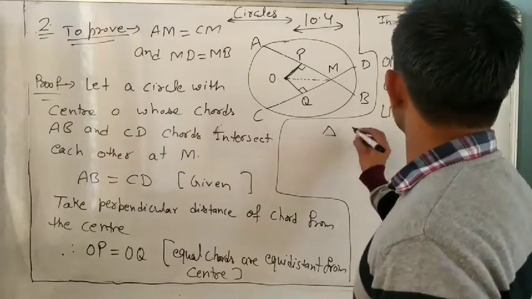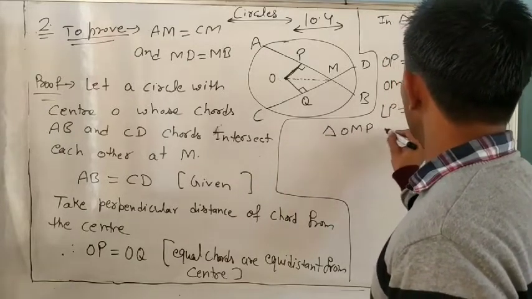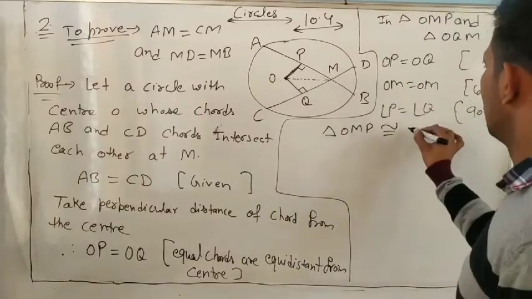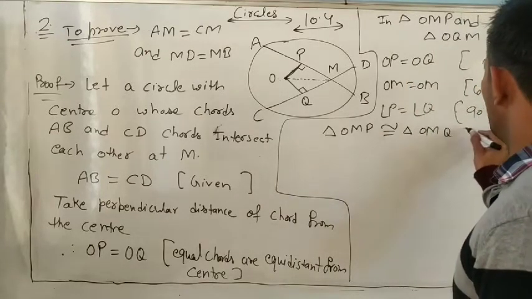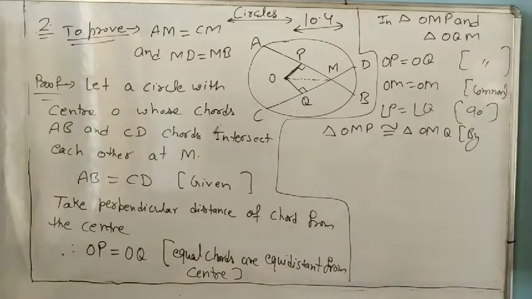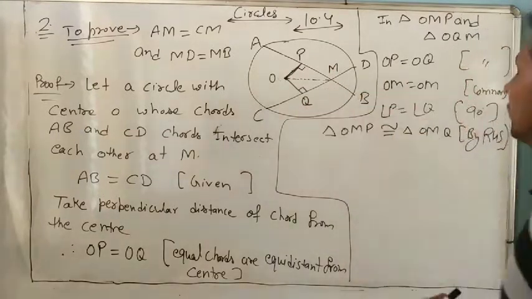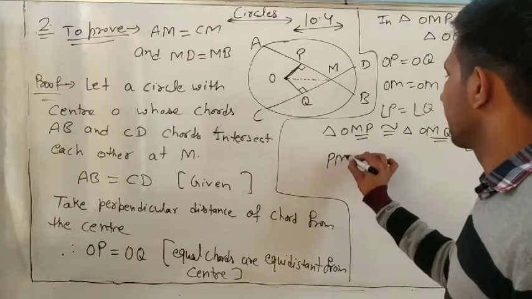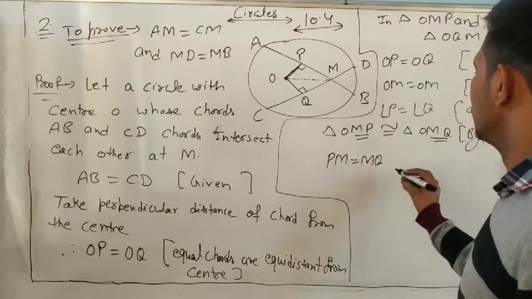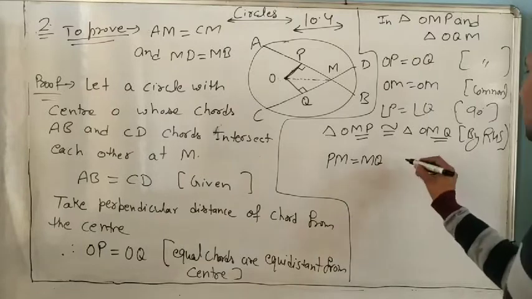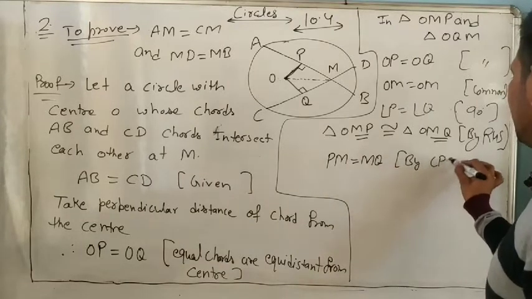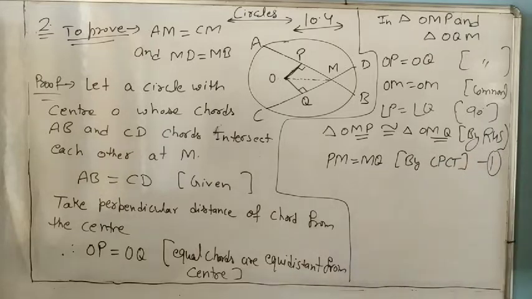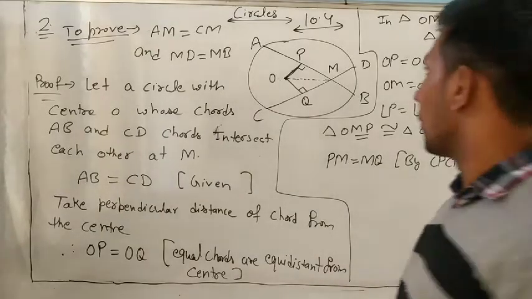So write triangle OMP congruent to triangle OMQ by RHS, and if by RHS they are congruent, it means PM equals QM. So you can say that PM equals MQ by CPCT. Equation number 1.